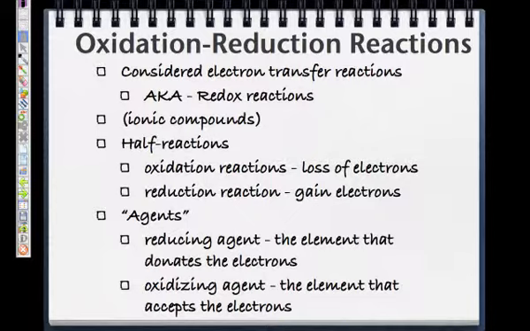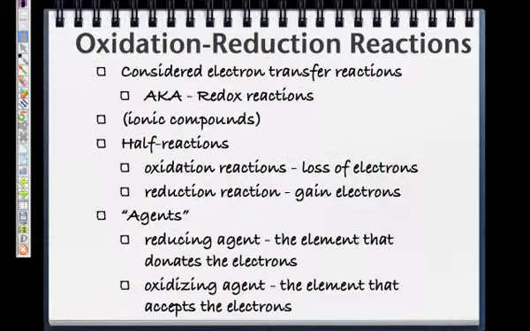Reduction, the oxidation number must go down. The oxidation number is reduced. In order to make the oxidation number go down, you have to add more negative charges, so you've gained electrons. So it's kind of opposite, backwards thinking again.